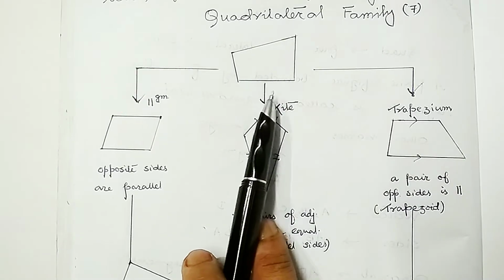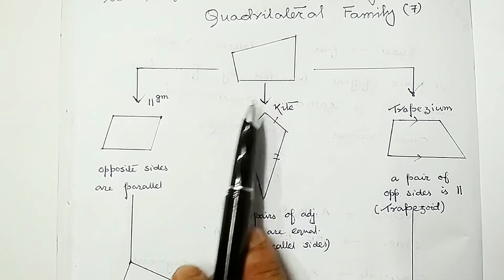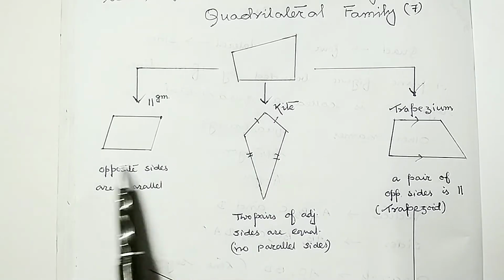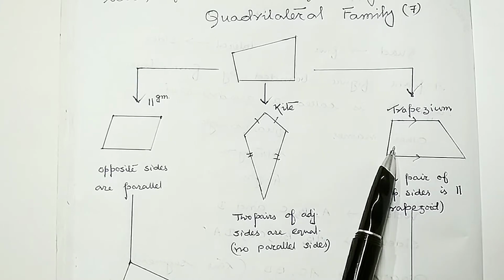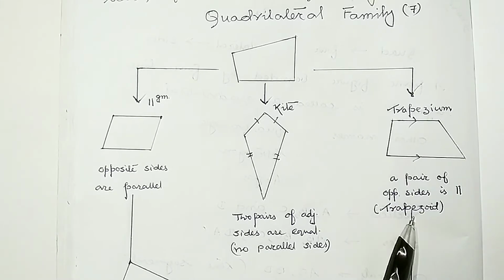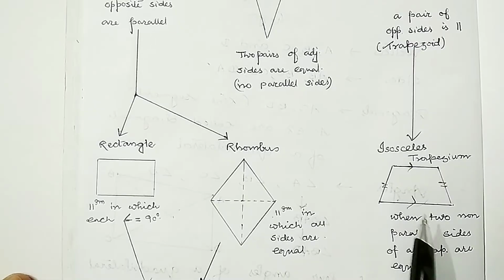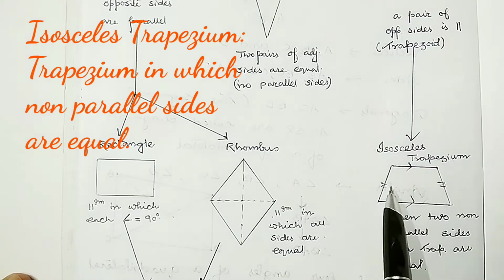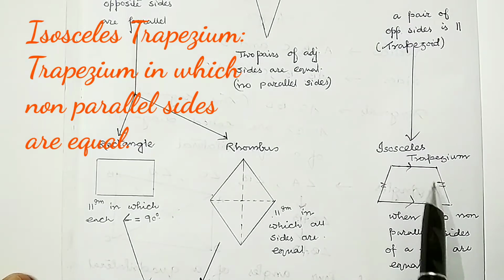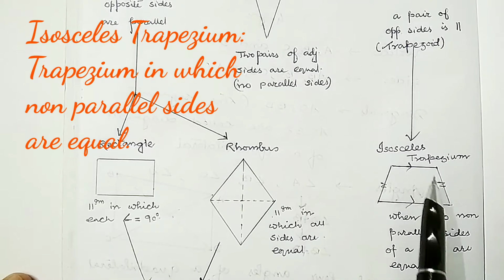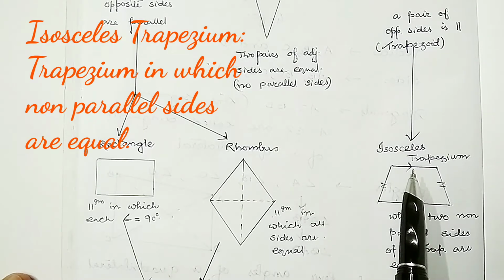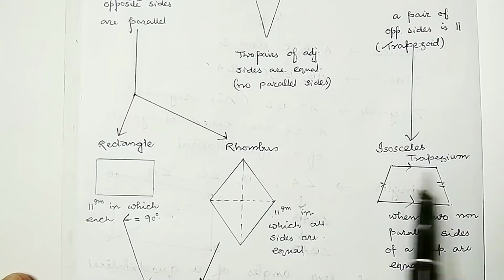So, quadrilaterals can basically be divided into three blocks. One is parallelogram, another is kite, and the third one is trapezium, which is also known as trapezoid in some nations. Any trapezium where the non-parallel sides are equal, these two sides are parallel as I already told you, and these two sides are equal, is known as an isosceles trapezium.